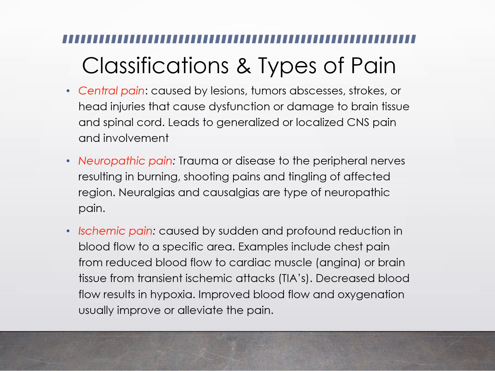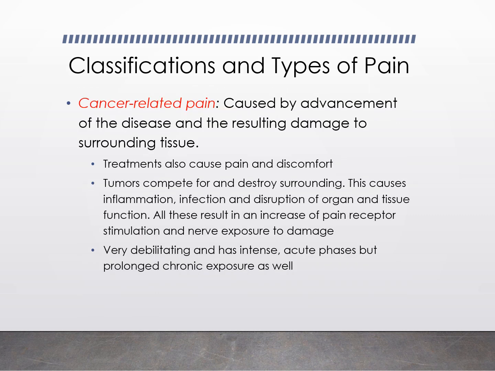So some other types of pain, we have central pain. This is caused by damage to the brain or spinal cord. Then we have neuropathic pain. This is caused by damage or disease to the peripheral nerves. Ischemic pain, this is again that loss of blood flow. So ischemic pain is a sudden loss of that blood flow to an organ or tissue. Then we have cancer-related pain. This is usually chronic and can be caused by the advancing of the disease or the treatment of the disease or other coexisting diseases. It's very debilitating. It's intense. There are acute phases, but again, it's usually chronic.